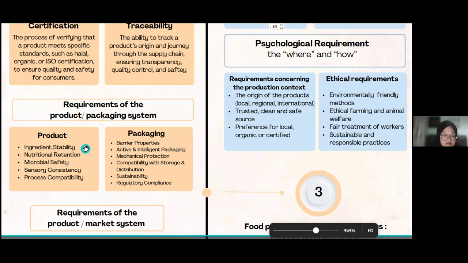Next is packaging system requirements. So for the packaging, it also must protect the food product and also contribute to maintaining quality dynamically. These are the important considerations for the packaging requirements, which are barrier properties, active and intelligent packaging, mechanical protection, compatibility with storage and distribution, sustainability, and lastly, regulatory compliance.